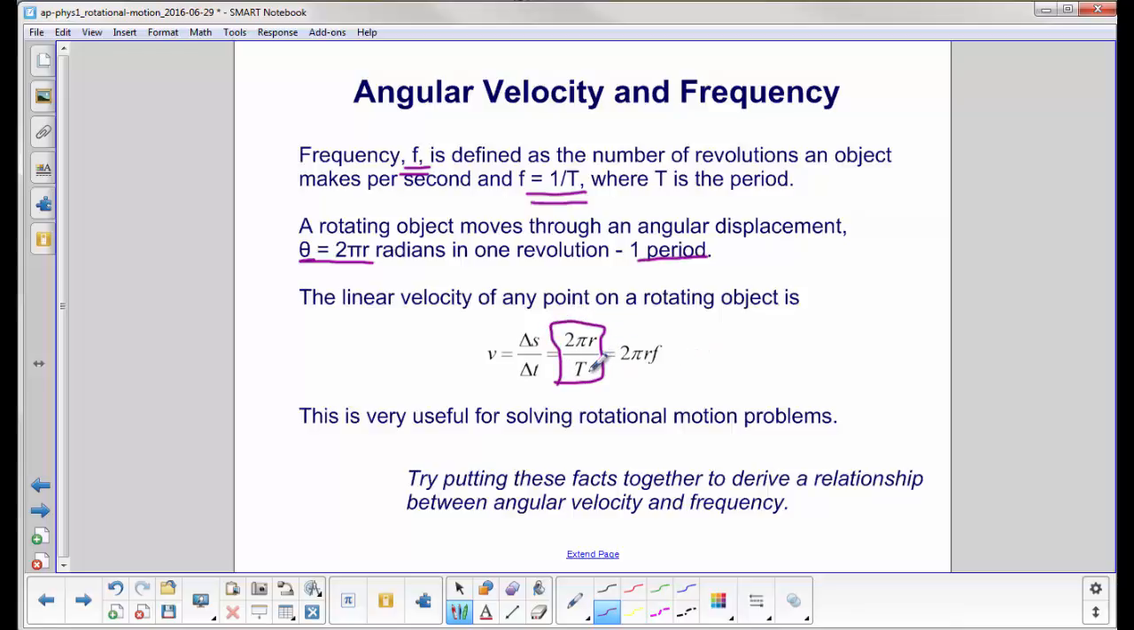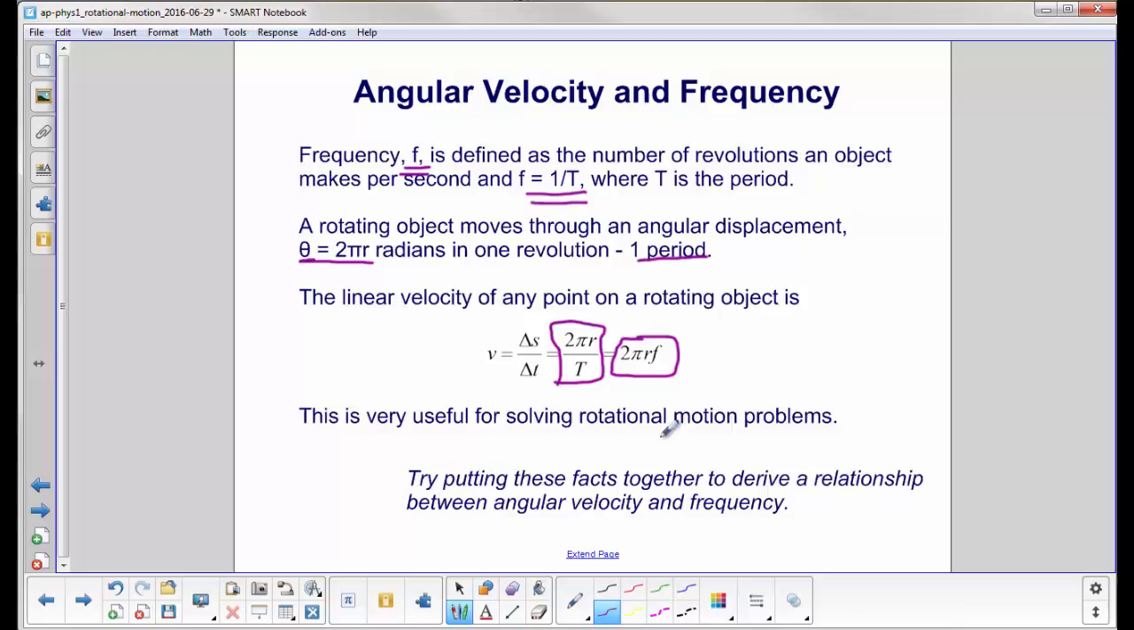And then what's T equal to? 1 over f. So the velocity is equal to 2 pi r f. This is the linear velocity or the tangential velocity of an object on a rotating disk. This is very useful for solving rotational motion problems.